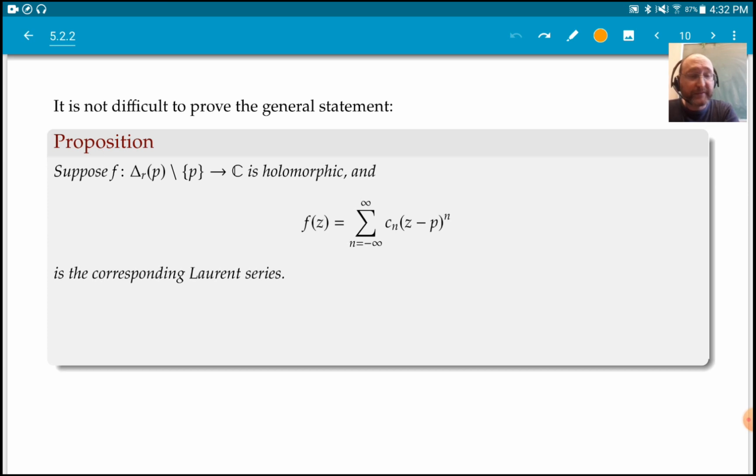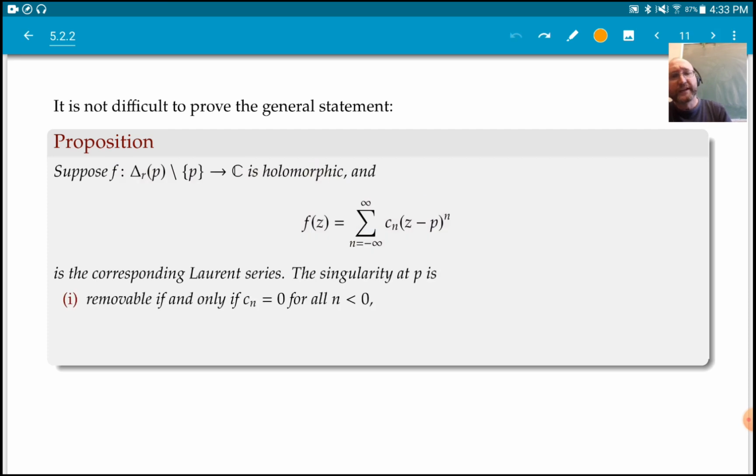So here's the general statement. It's not hard to prove. The proof is an exercise. Suppose that you have a holomorphic function with an isolated singularity at P, defined on some little punctured disk, and we write down the corresponding Laurent series. Then the singularity is removable if and only if the negative coefficients, the c_{-n}, are all 0.